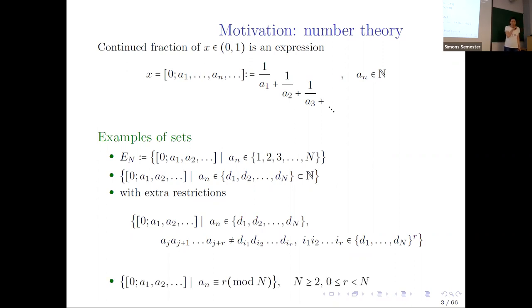Finally, your selection criteria doesn't have to be finite. You can consider it to be infinite. So for example, we can choose to consider all numbers whose digits in the continued fraction are equal to some number modulo n. So these are the types of sets, or a particular way to define subsets of real numbers, which turn out to play an important role in number theory, which we're about to see.